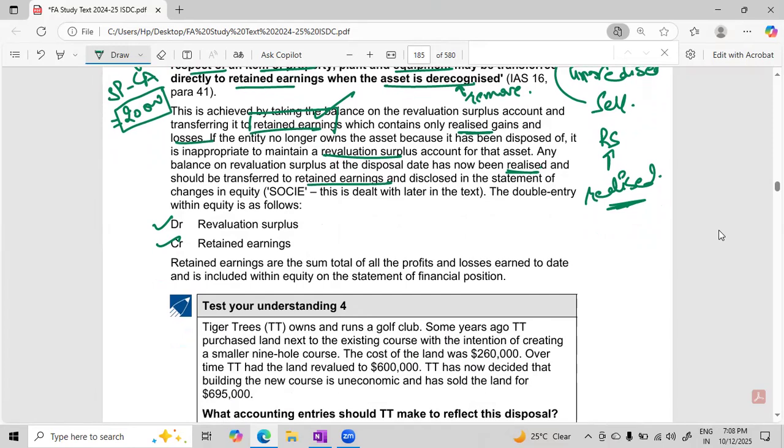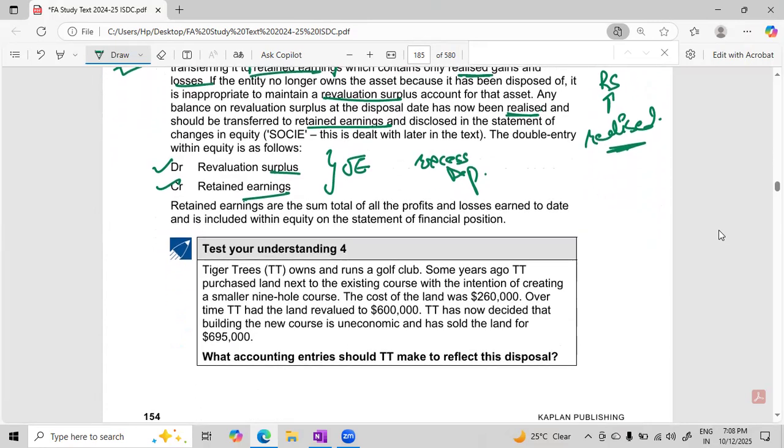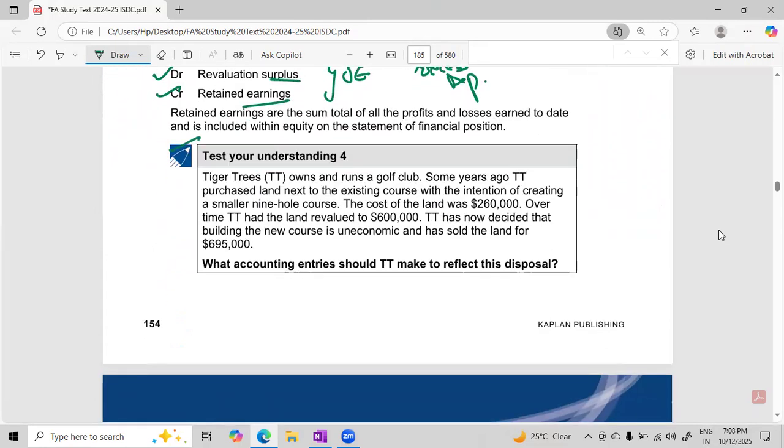So this is the journal entry, the same which we did above for excess depreciation. There also we were making a transfer from revaluation surplus to retained earnings. Now let's do this test your understanding to clear our concepts. And this is the last question for the day.